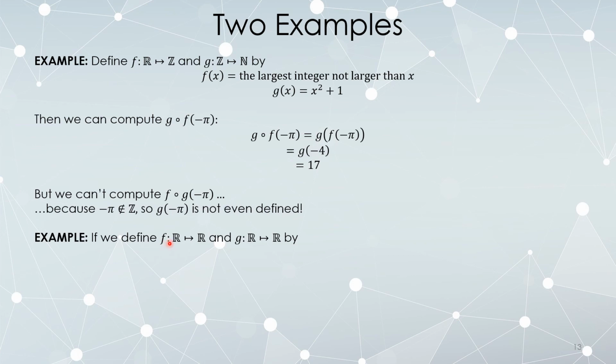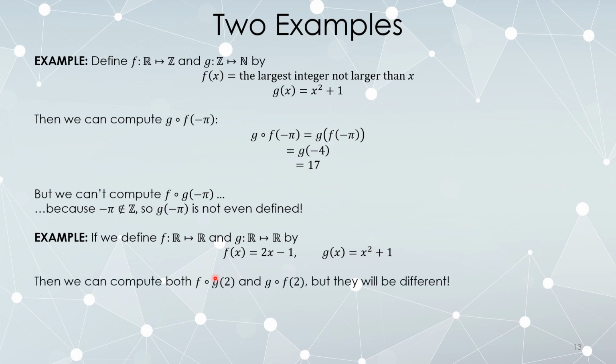Now let's talk about two functions from the reals to the reals, where f of x is 2x minus 1 and g of x is the same function we had before, x squared plus 1. Because the range of f is a subset of the domain of g, and the range of g is a subset of the domain of f, I can actually do both compositions, but they're going to be different things. So let's try plugging 2 into both of these.